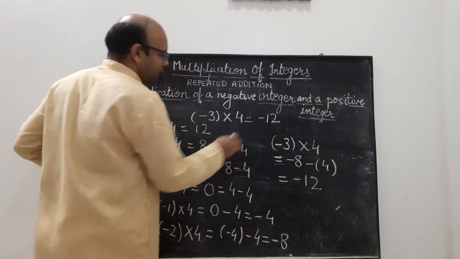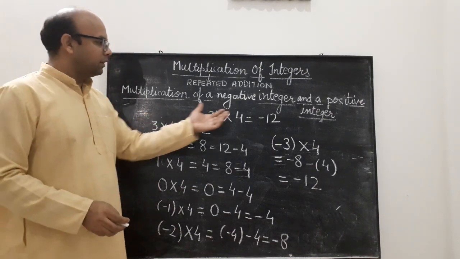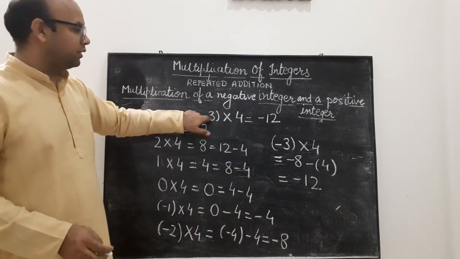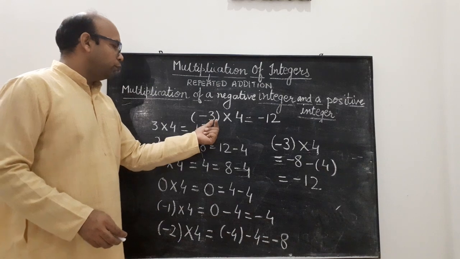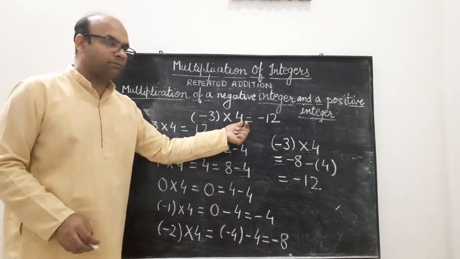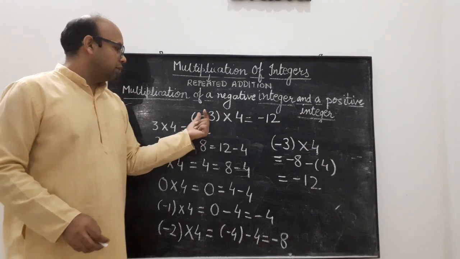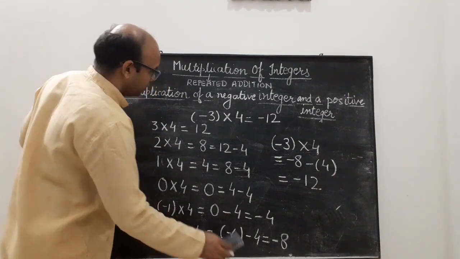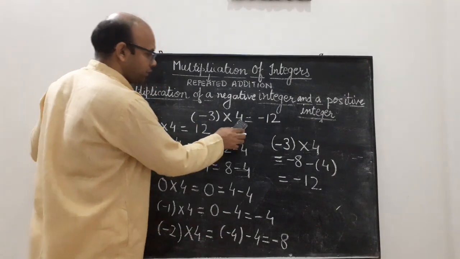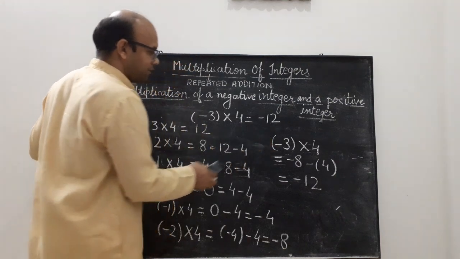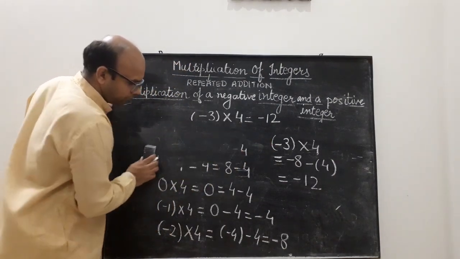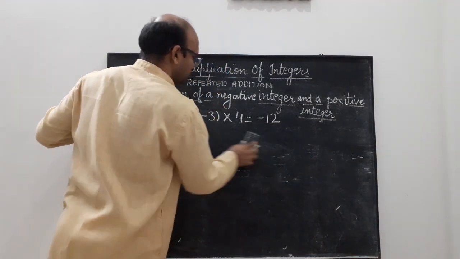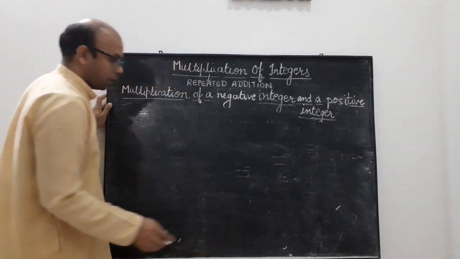So we can see that we are getting the result as minus 12, which is the same as what we got earlier. So if you are multiplying a negative integer with a positive integer, again we multiply these two integers as whole numbers, and whatever product comes out, we put the negative sign in front of it. If you multiply a negative integer with a positive integer, the outcome is a negative integer. I hope this much is clear.